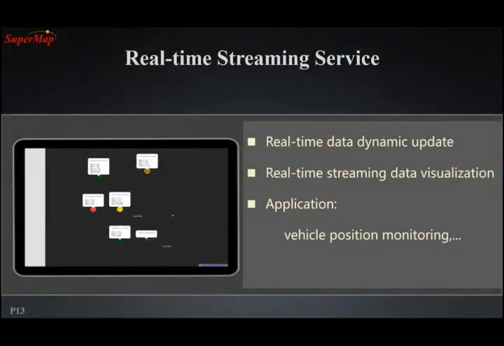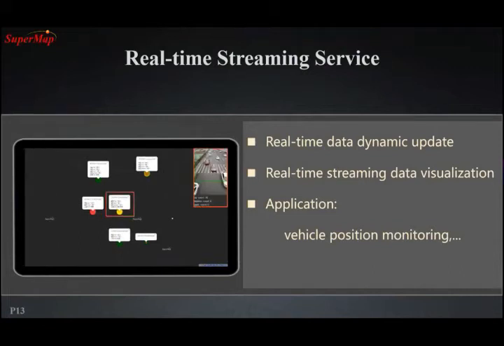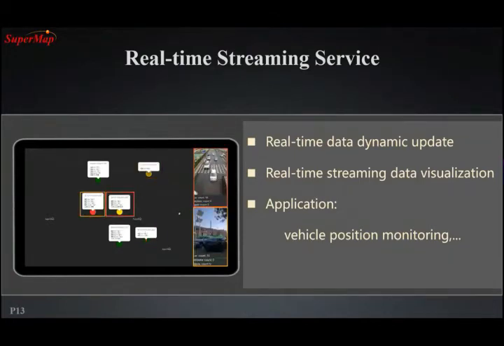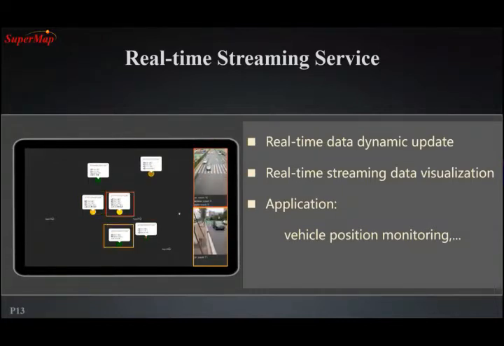And based on our iServer product, because iServer has a real-time streaming service, our iMobile can also connect to this web service, so you can upload real-time data dynamically. This can be used for things like vehicle location monitoring, and also to detect some objects like cars.